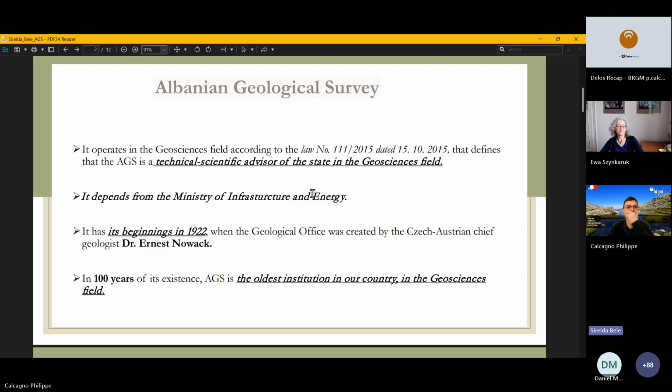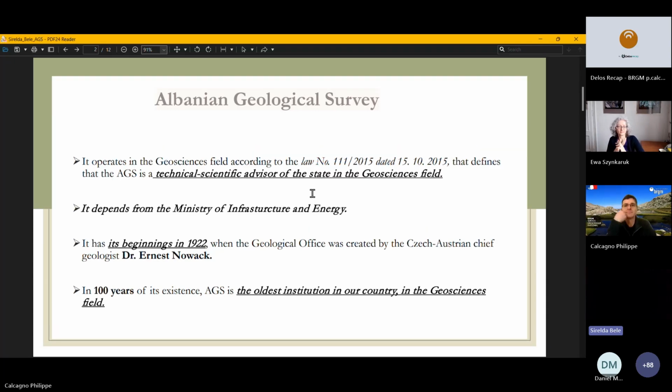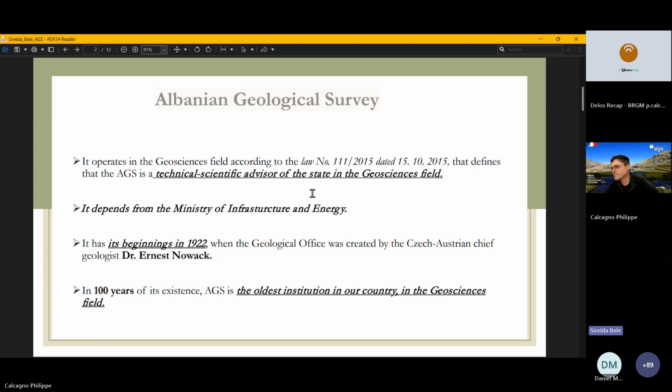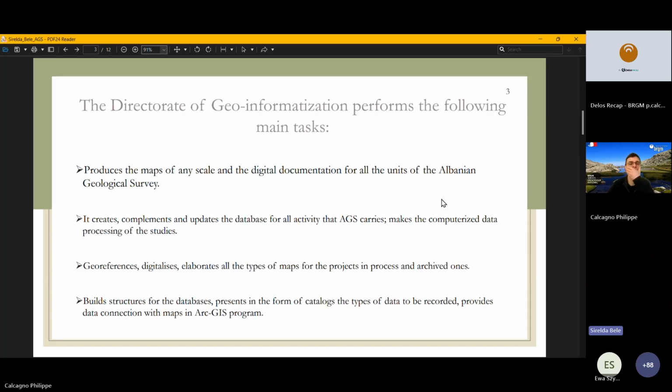The Albanian Geological Survey operates in the field of geoscience according to the law number 111 of 2015. Our institution acts as a technical and scientific advisor to the state in the field of geosciences and operates under the Ministry of Infrastructure and Energy. The institution has a long history. It was founded in 1922, when the Geological Office was established by Czech-Austrian geologist Ernest Novak. Today, after more than 100 years of activity, it remains the oldest institution in Albania working in the field of geoscience.